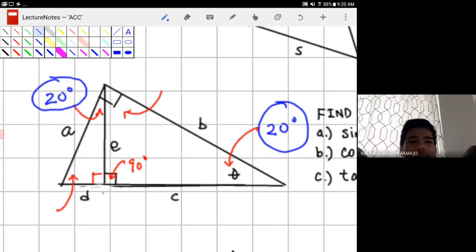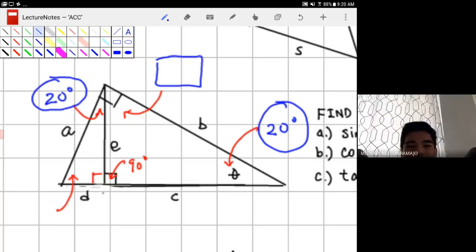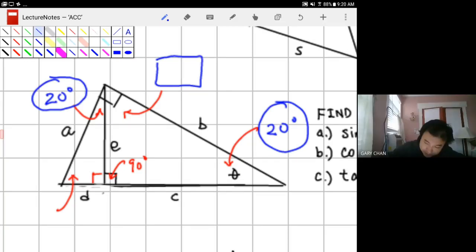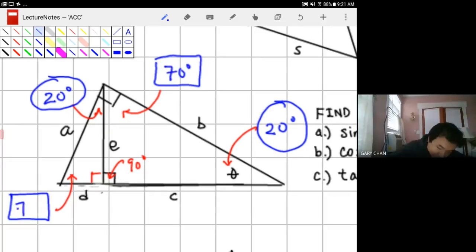And then what about this angle over here that I am now signifying with a rectangle? What should that one be? No, 70, sorry. That should be 70. And Emmett, what would this one down here be? That should also be 70 degrees, right? So all those angles are the same.